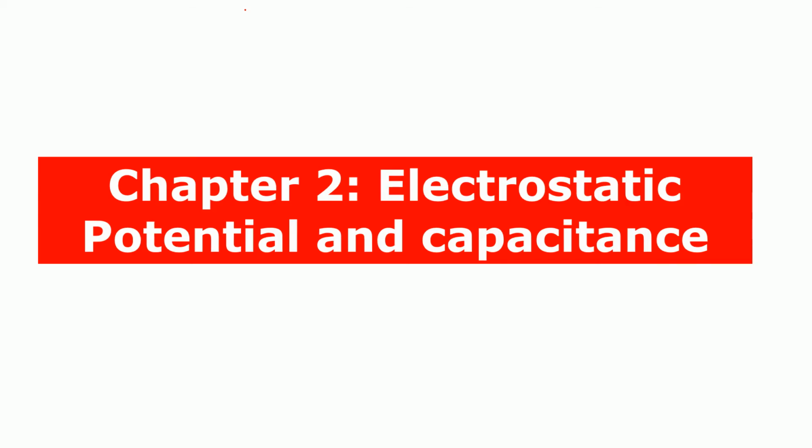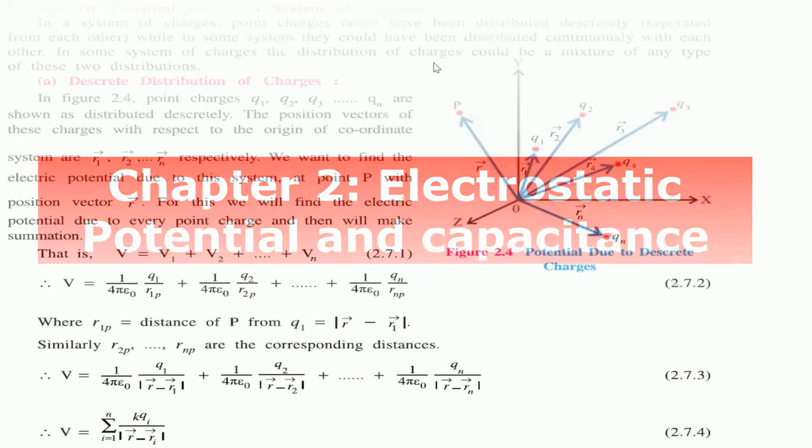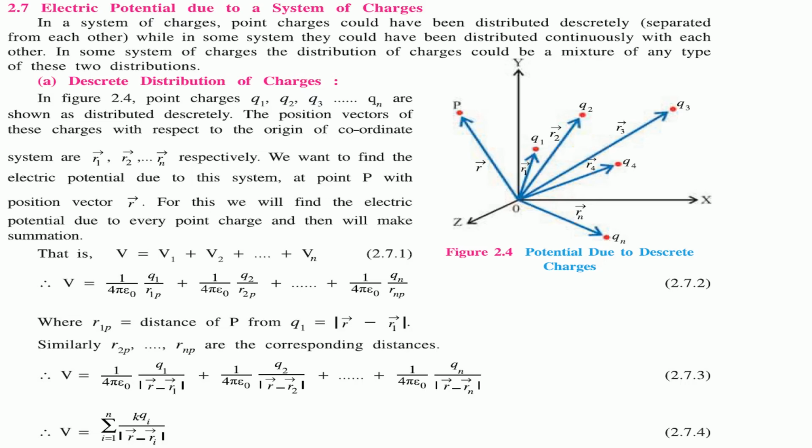We are taking chapter number 2, electrostatic potential and capacitance. Electric potential due to system of charges.